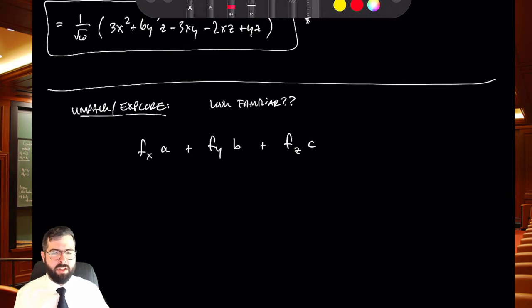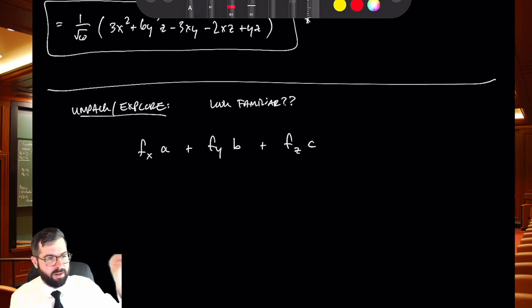So what was it that we did when we had a bunch of components and then we multiplied them and added them up? Doesn't it look like that? What was that called again? Dot product? Dot product, that's exactly right. It looks like we just took a dot product and ended here, right?